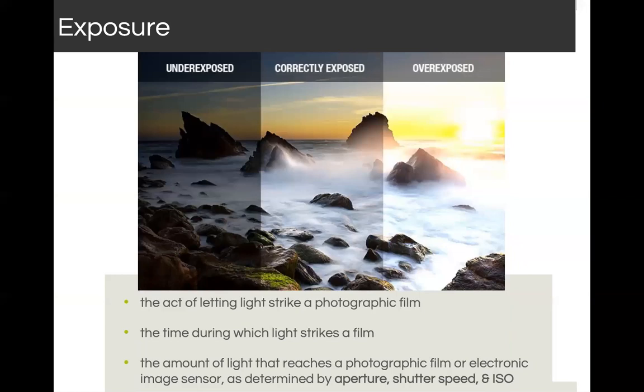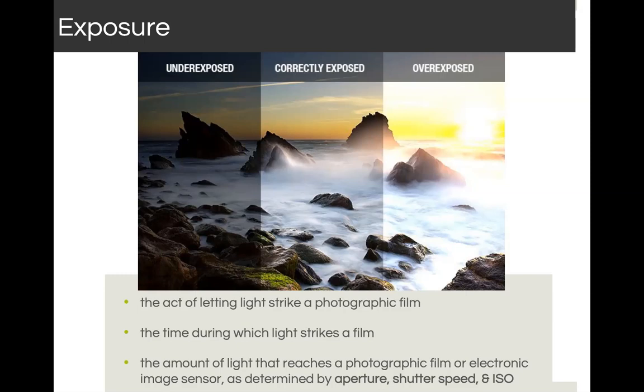So to start off, an exposure is the act of letting light strike your photographic film or your sensor. It can also be referring to the time or the duration of which that light is hitting your sensor or your film. And it is also the amount of light that is reaching that sensor or film. This is all created by controlling your aperture, your shutter speed, and your ISO.